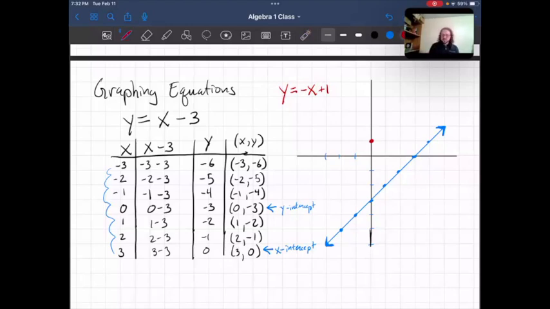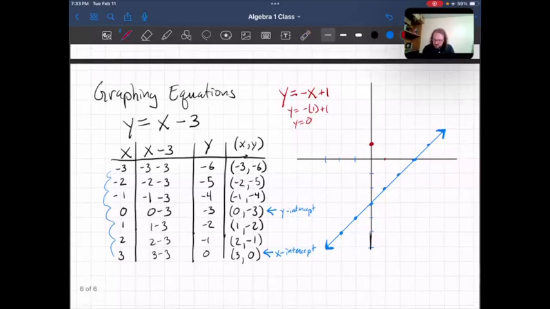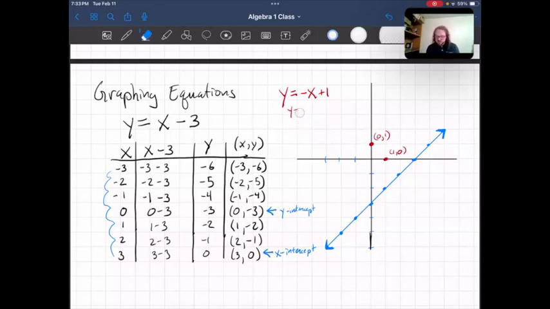Well, let's see what happens if I put in 1 for x. I'd have y equals the negative of 1 plus 1. Well, that would be 0. So I have another point here, because the x I put in was 1 and the y I got out was 0. Here, the x I put in was 0, the y I got out was 1. I'm going to check one more point before I commit.